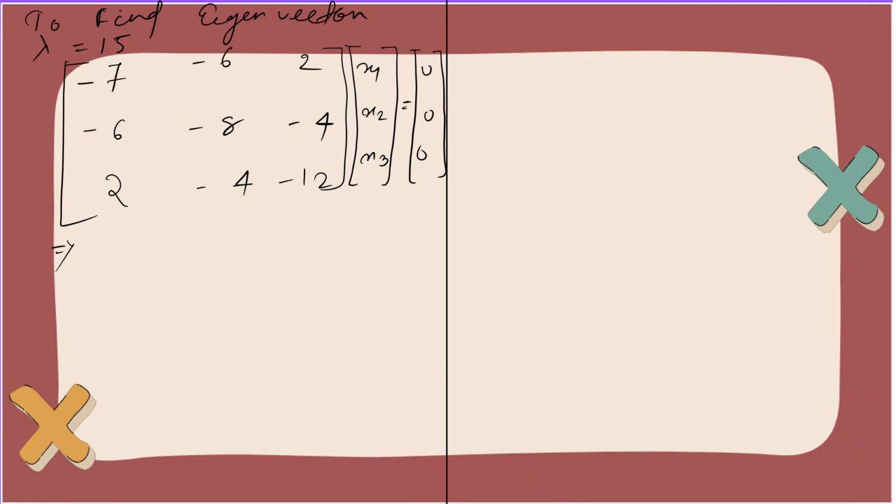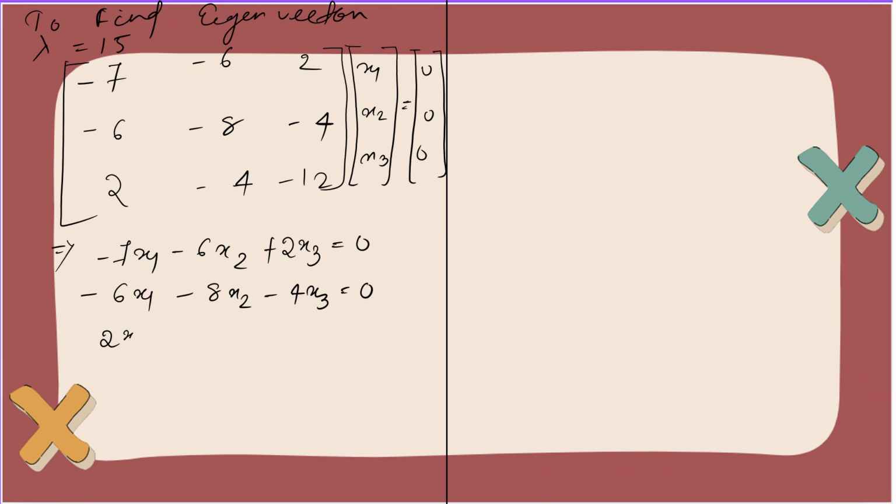First equation is minus 7x1 minus 6x2 plus 2x3 is equal to 0. Minus 6x1 minus 8x2 minus 4x3 is equal to 0. 2x1 minus 4x2 minus 12x3 is equal to 0. This is equation 1, equation 2, and this is equation 3. Now solve these equations and find the values of x1, x2, x3.